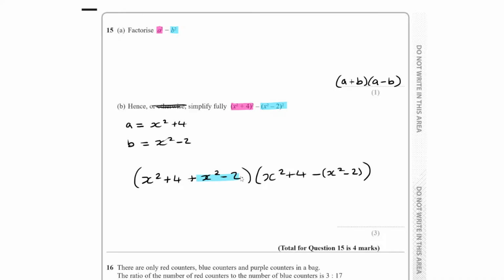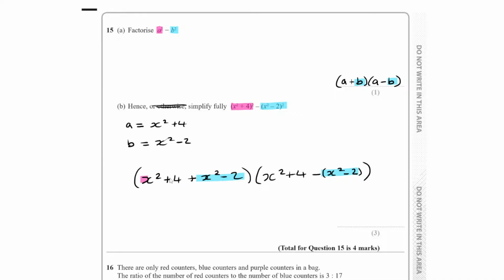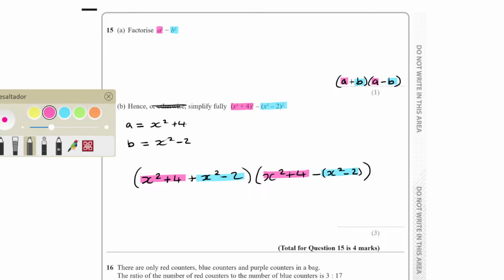And again, you can go, well, that's B, that's B. Do you see what I mean? That's B, that's B. There's my pink. That's A, that's A. You see what I mean? I'm just subbing it in the same way, just with a more complicated version of the question.